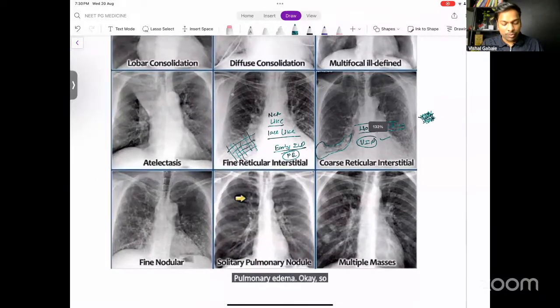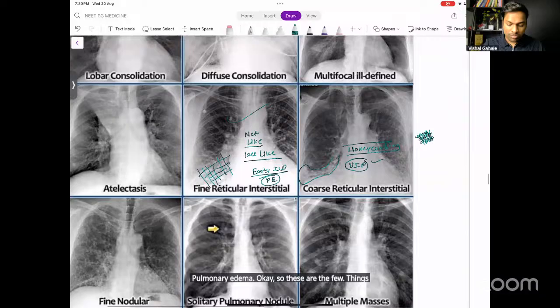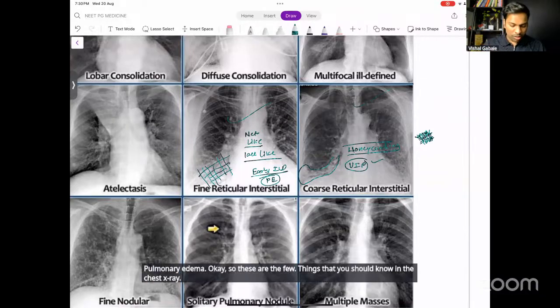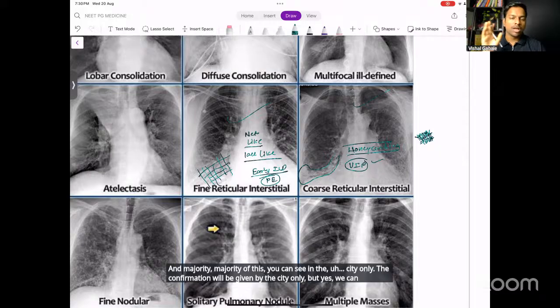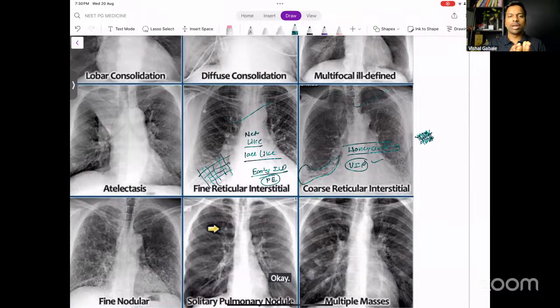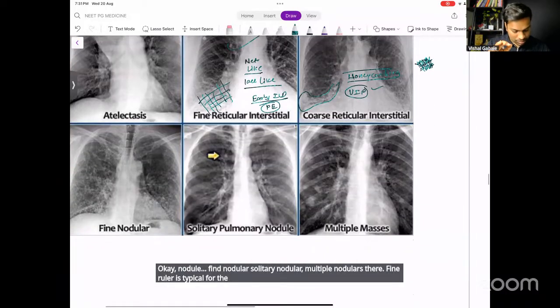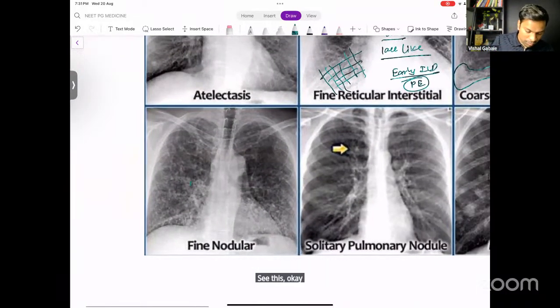Okay, so these are the few things that you should know in the chest X-ray, and the majority of this you can see in the CT only. The confirmation will be given by the CT only. But yes, we can see this. Apart from that, there are certain patterns like the nodular pattern. Okay, fine nodular, solitary nodular, and multiple nodular are there. Fine nodular is typical for miliary tuberculosis. See this. Okay, this is the fine nodular pattern.